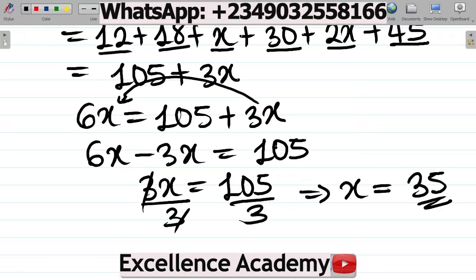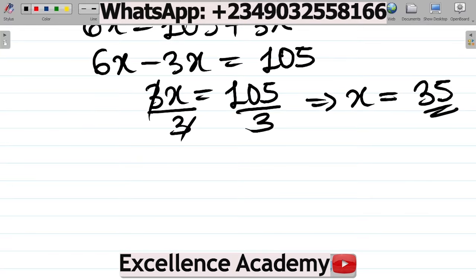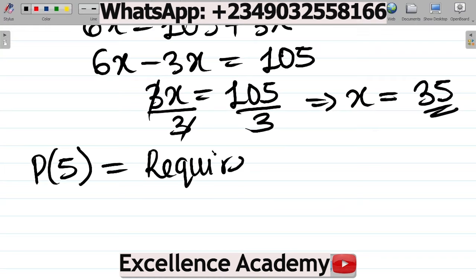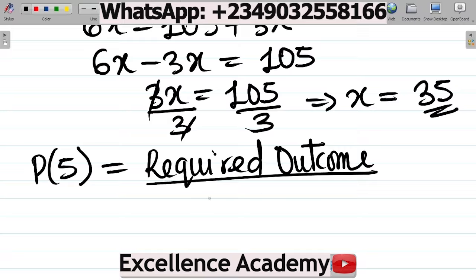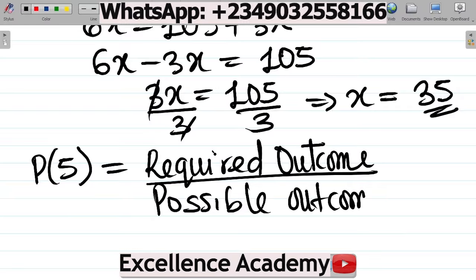So we have x as 35. We have to find the probability of having a 5. Don't forget that probability is equal to required outcome all over possible outcome.